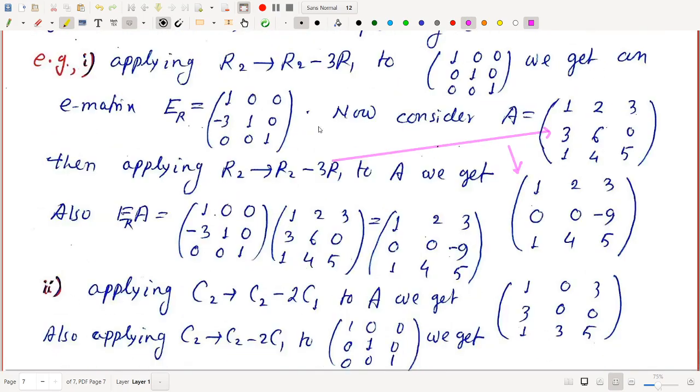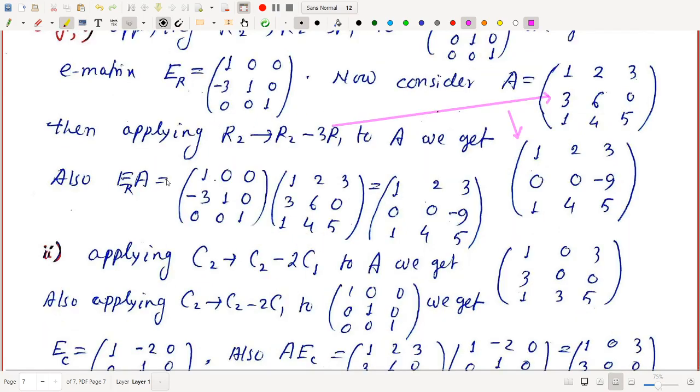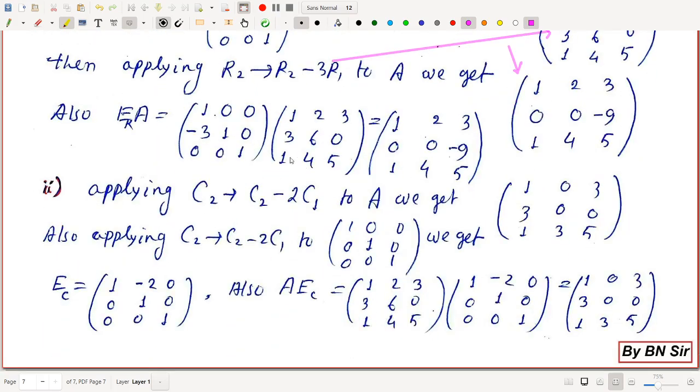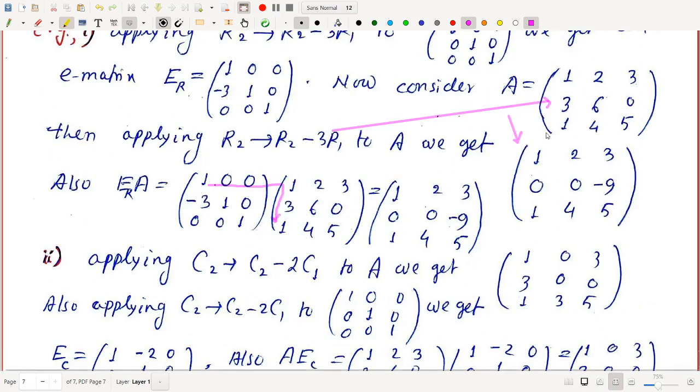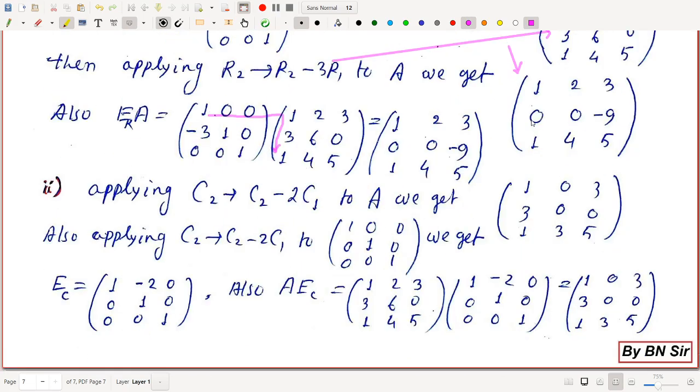Now pre-multiply this matrix capital A by ER, the corresponding elementary matrix, ER into A. You multiply by the usual multiplication. This way we know how to multiply matrices: first into first plus second into second plus third into third. We have multiplied, and we have got a matrix exactly the same as this. See, these two are the same. So directly applying an elementary operation to a matrix is the same as pre-multiplying the matrix by the corresponding elementary matrix.